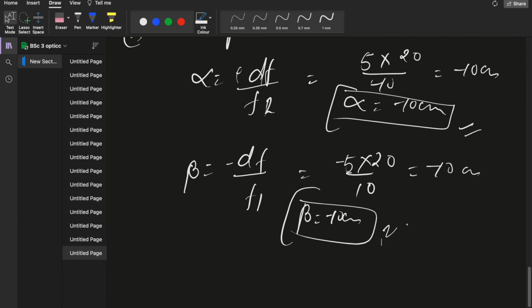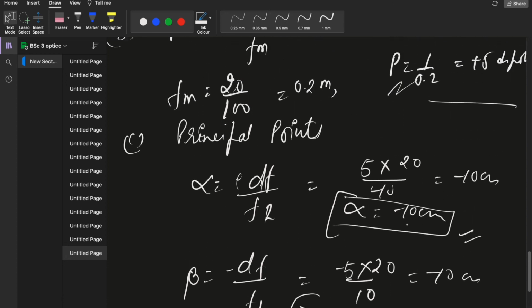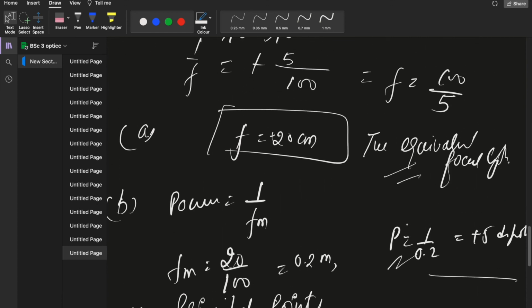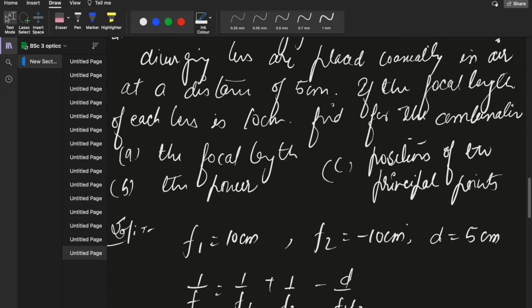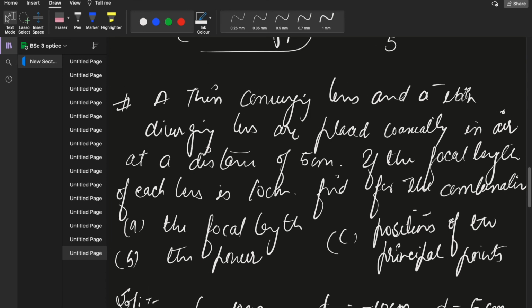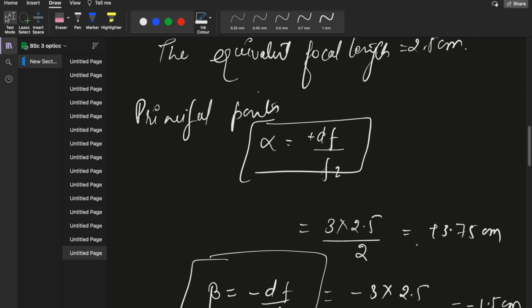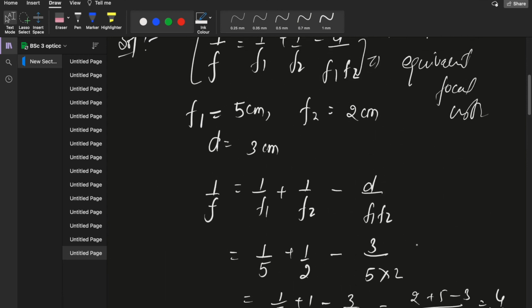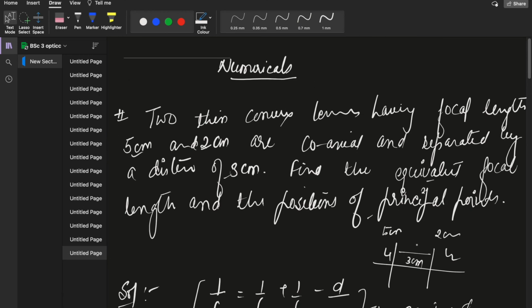So this is how we can solve the numericals. Just go through the question properly, then see what things are given and remind yourself of the formulas, and then you can calculate easily. So this is how you calculate numericals based on optics. All right. Thank you.